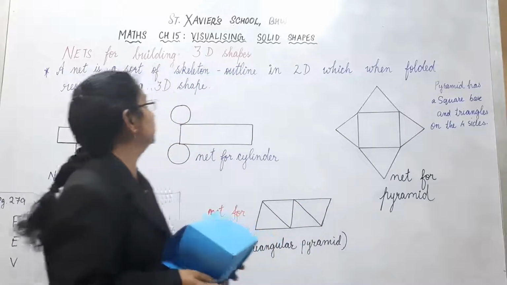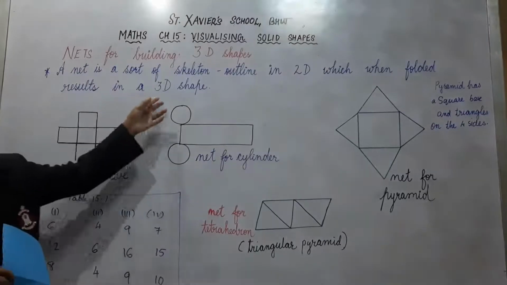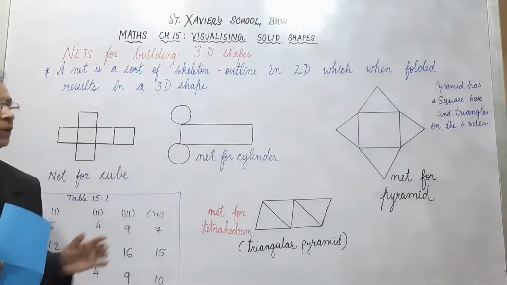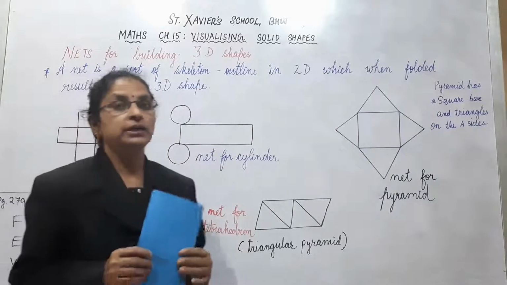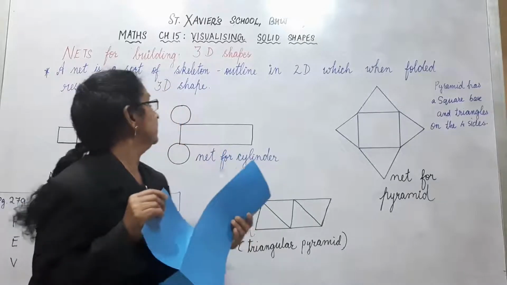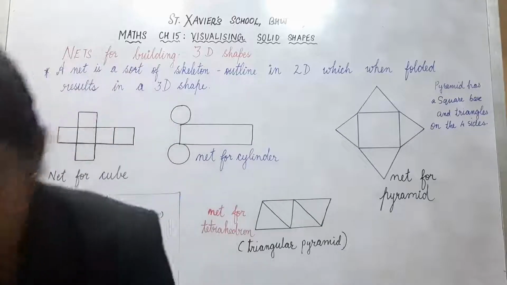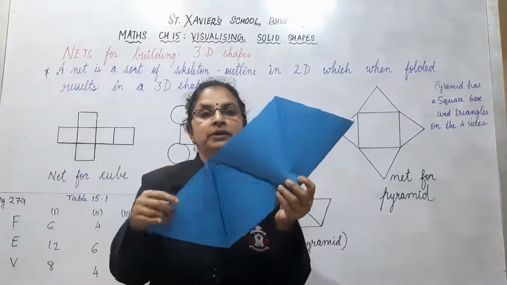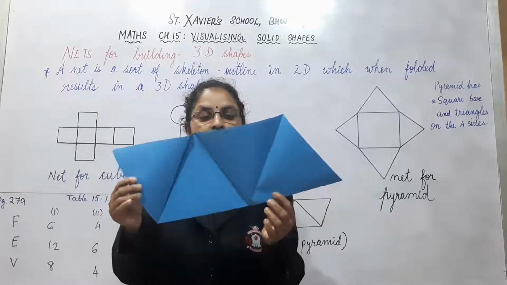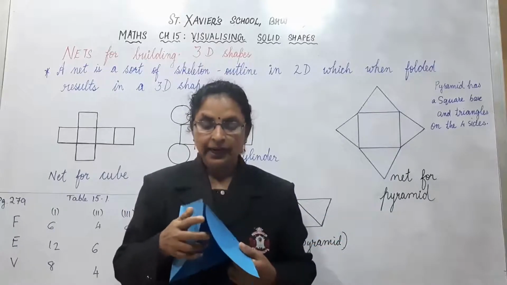So the definition of net is: a net is a sort of skeleton outline in 2D which when folded results in a 3D shape. Now do you understand? A net is a sort of skeleton outline in 2D which when folded gets 3D shapes. Another shape is, this is also an example of a net. 4 triangles are drawn there. When you fold it, you will get a triangular pyramid.